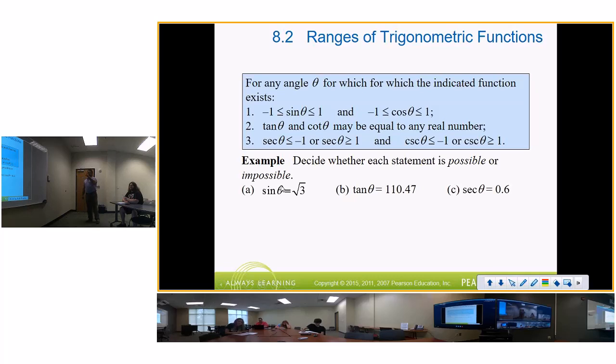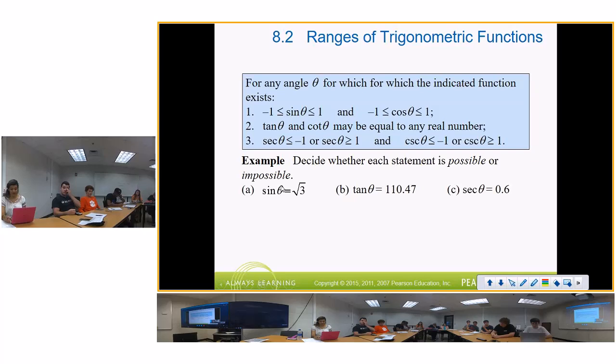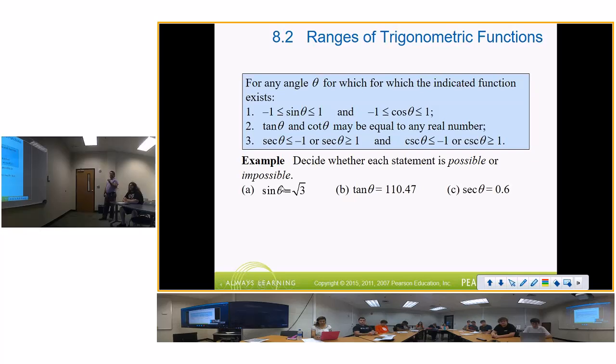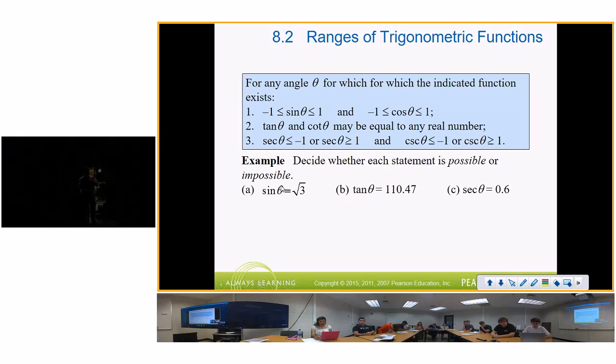Tangent may be equal to any real number. That's possible. Secant. Secant has to be between what? It has to be less than -1 or greater than 1. So that's impossible, because less than -1 would be -2, -3, -4. So that's impossible. What they are trying to get you to realize is sometimes, what are these called up here? Starts with an R.